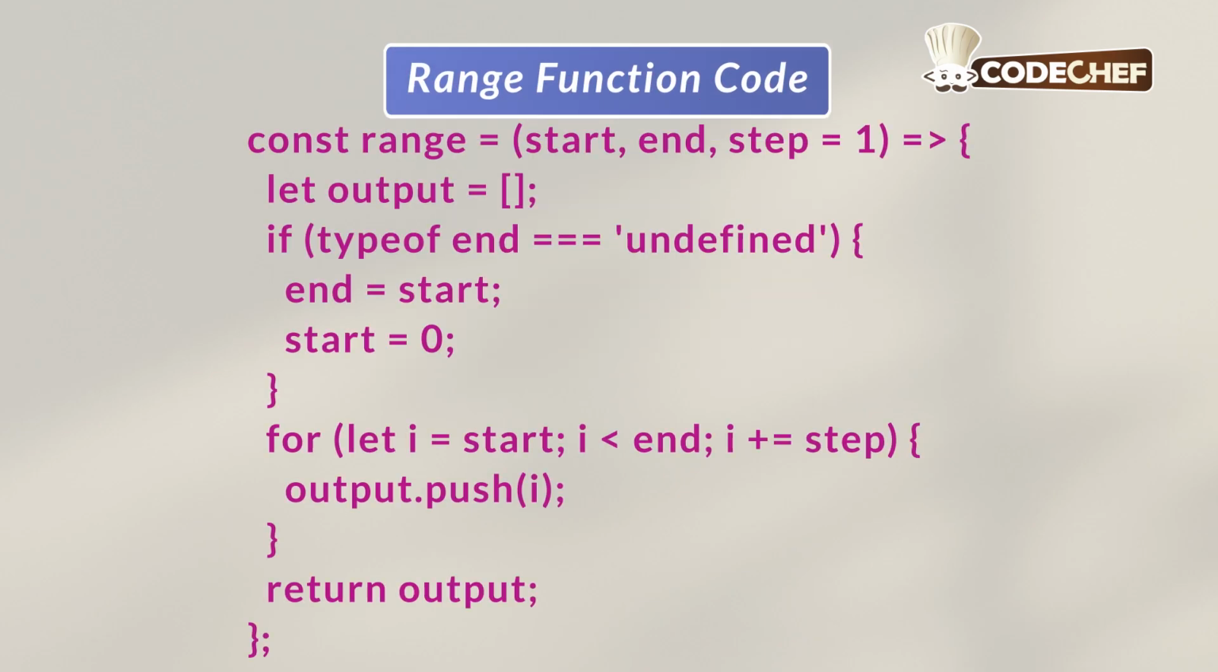So let's break down the code here. First we create an empty array called output. If only one value is passed, we treat it as the end value and start counting from 0. Then we run a loop, push each number into the array and then finally return the new array. This gives us a flexible utility that works in multiple scenarios.